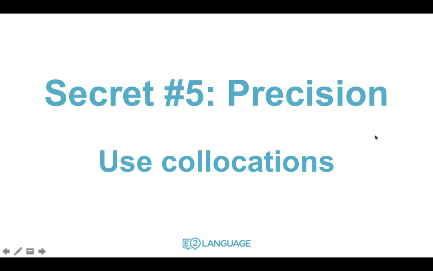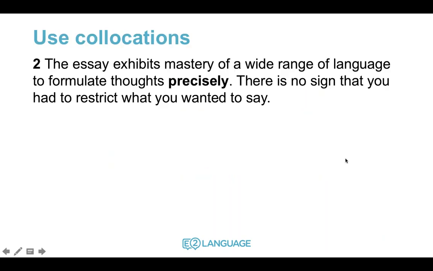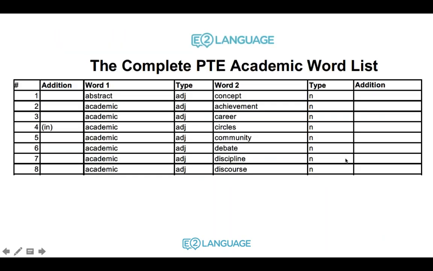Pranay says, how do we improve our knowledge of collocations? Okay, fantastic. And this is where we're at right now. Secret number 5, precision. Being precise. Use collocations. Let me show you what collocations are first. This is a collocation word list. If you sign up to e2language.com, this is the first thing you get in that introductory email. You get the complete list.